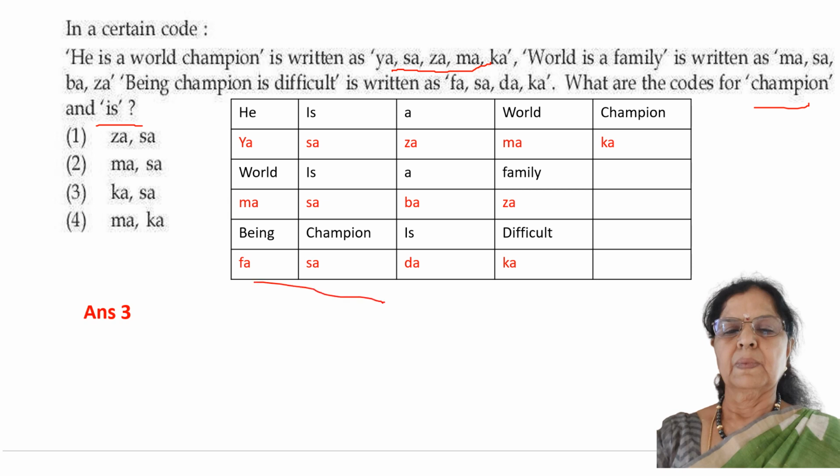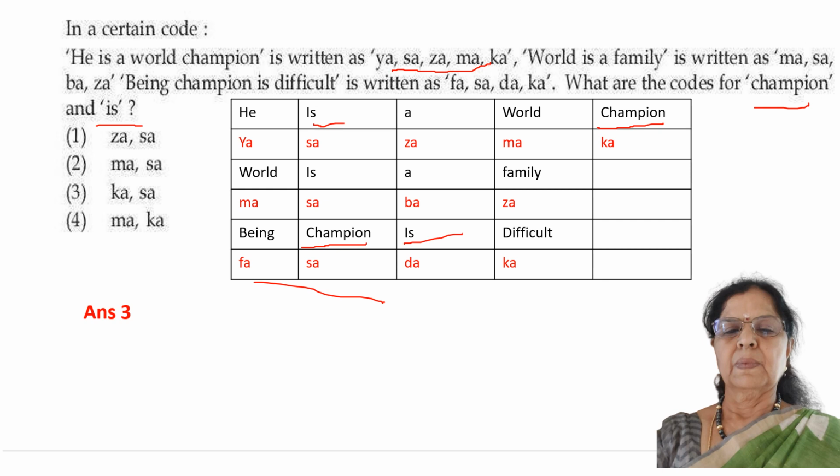Now look at the common words. Between the first and the third sentence, "champion" is common. Champion is here, and in the third sentence also champion is there. And "is" is also common; it is there in the third sentence. So two words are common. "He" is not there here, "world" is not there in the third. So two words are common, "is" and "champion".